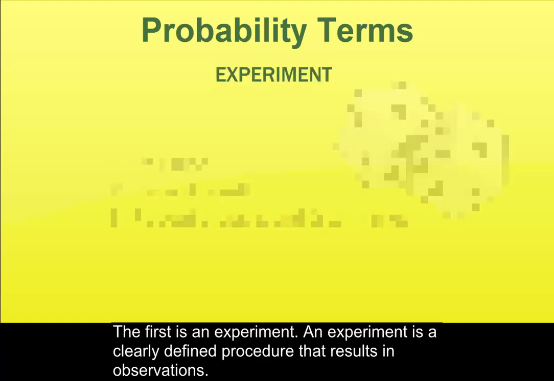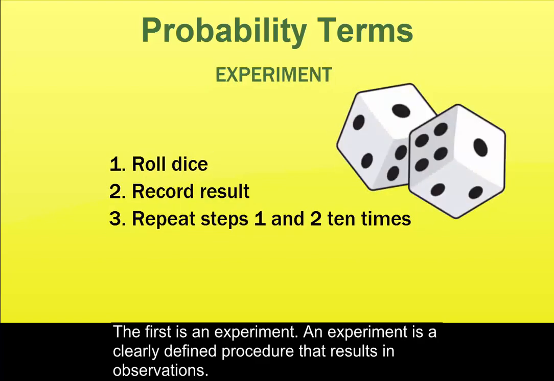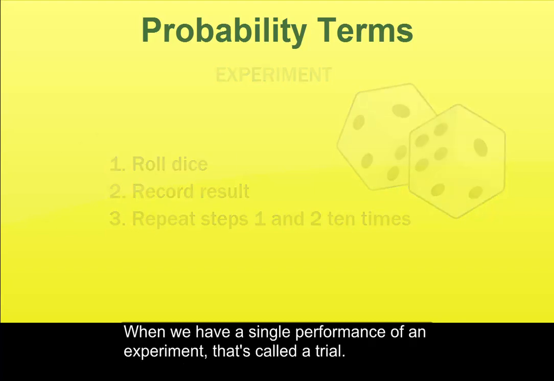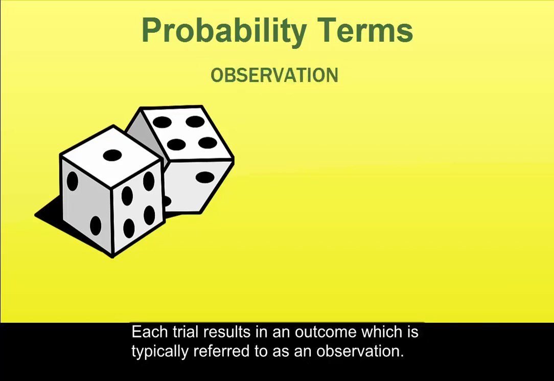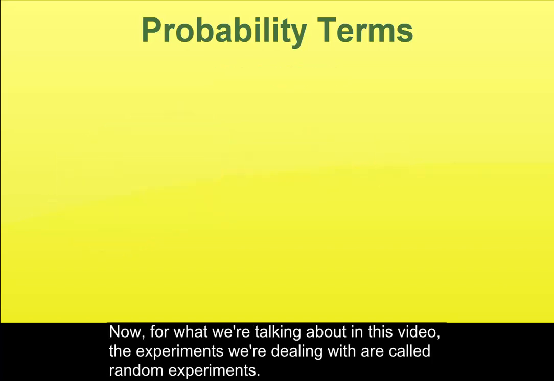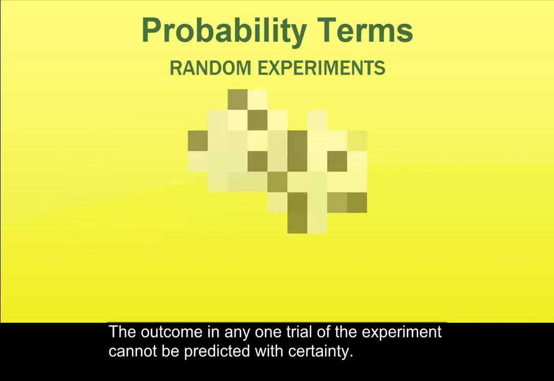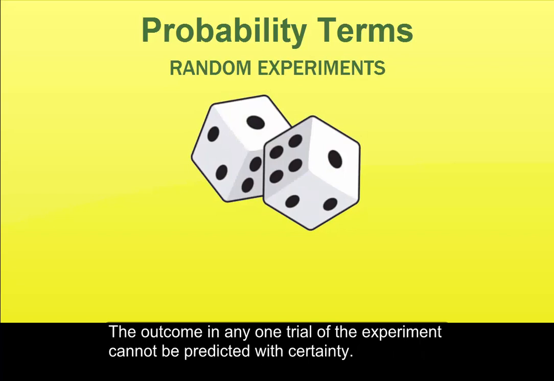The first is an experiment. An experiment is a clearly defined procedure that results in observations. A single performance of an experiment is called a trial, and each trial results in an outcome, which is typically referred to as an observation. For what we're talking about in this video, the experiments we're dealing with are called random experiments, in that the outcome in any one trial of the experiment cannot be predicted with certainty.